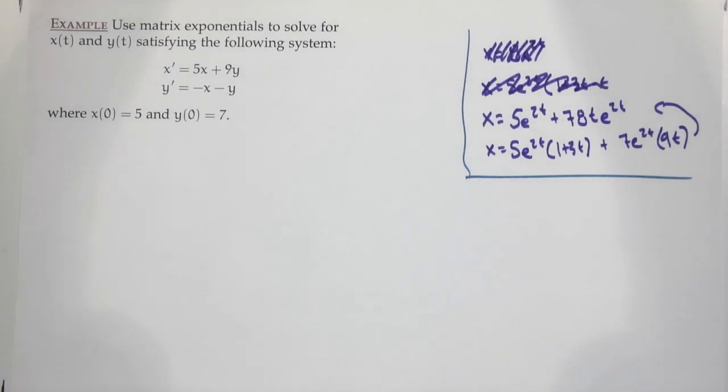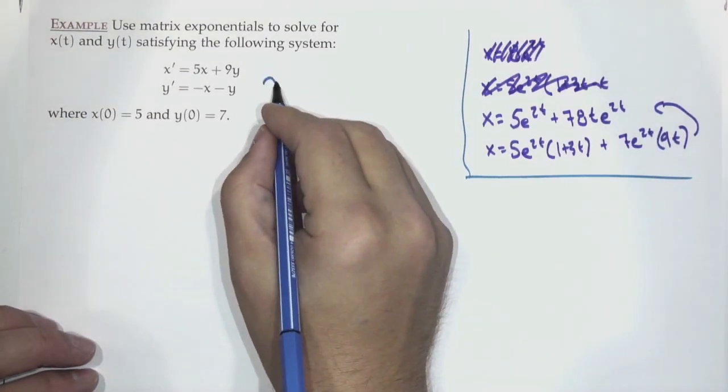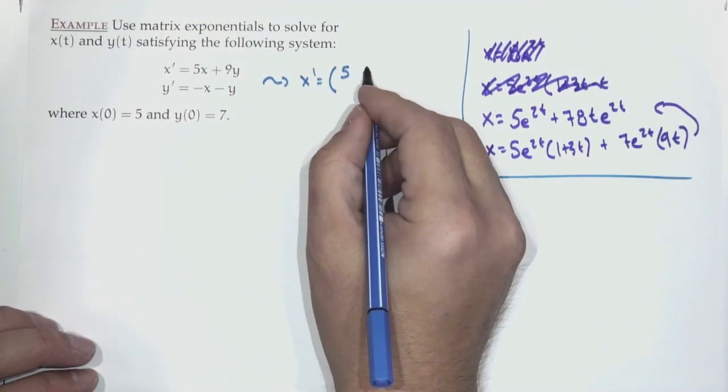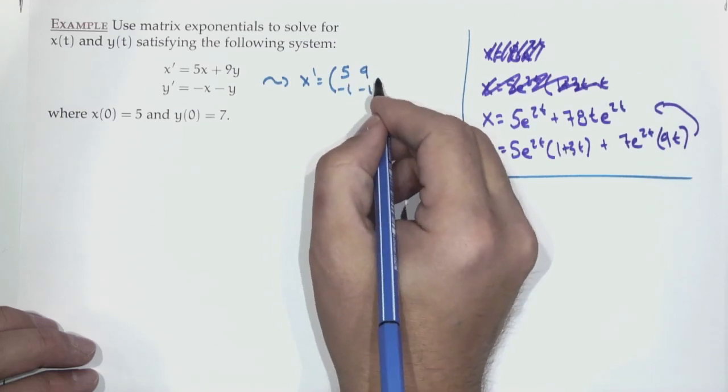Okay, so starting at this, what's one of the first things you'd want to do on this problem? Someone mentioned eigenvalues. Before we can do eigenvalues, what should we have? A matrix. It's not really a matrix yet, so let's just go ahead and make that a matrix. So x prime, we grab our coefficients, 5, 9, minus 1, minus 1, x.